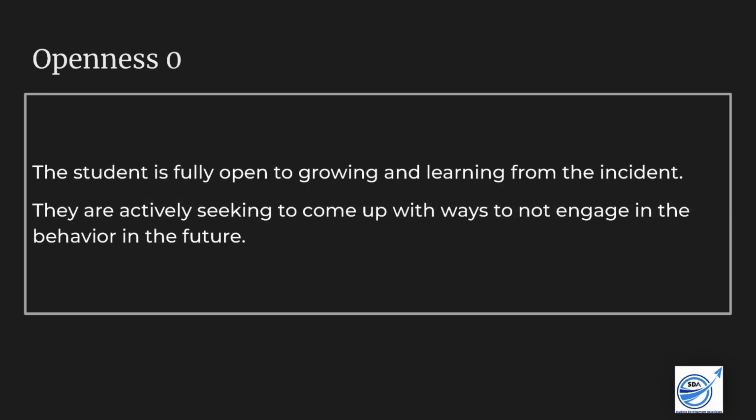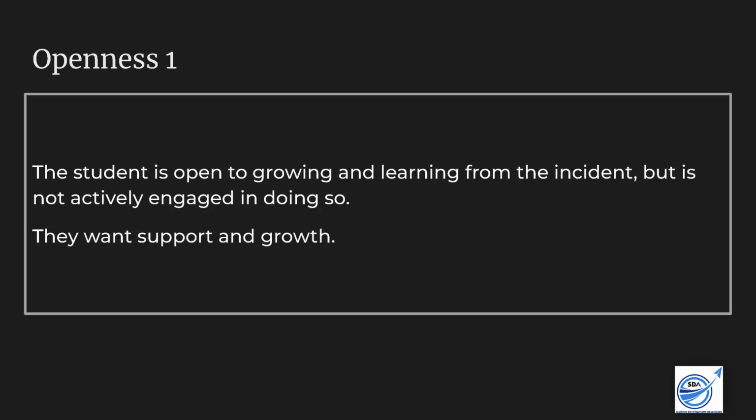With openness 0, the student is fully open to growing and learning from the incident. They are actively seeking to come up with ways to not engage in the behavior in the future. If they have an attitude 0, they probably, hopefully, have an openness 0 score as well. However, that's not guaranteed. With openness 1, the student is open to growing and learning from the incident, but is not actively engaged in doing so. They want support, they want to grow, they're not sure how to do it. You can be that support system.